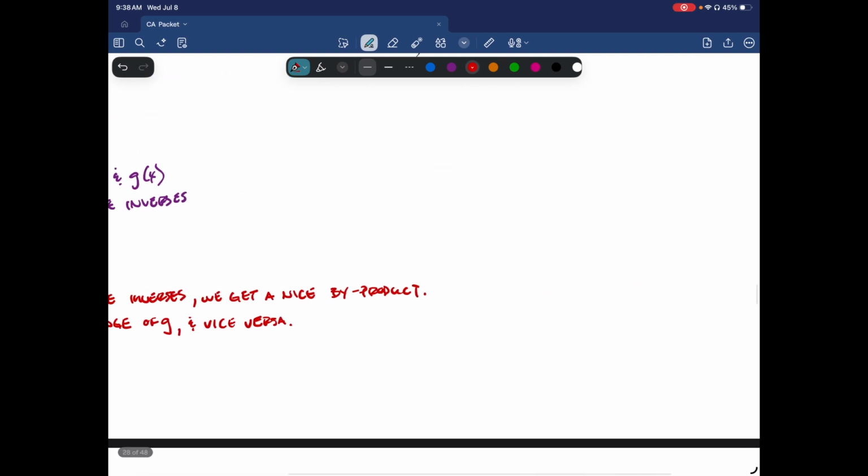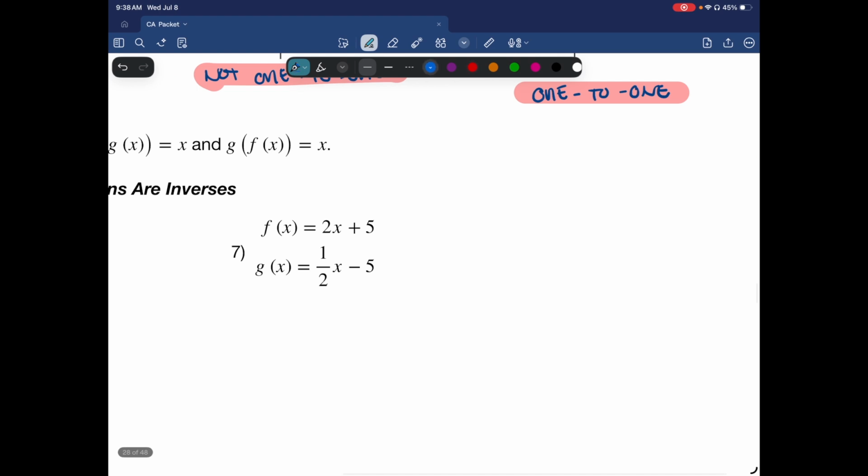Let's take a look at number 7. I'm going to try f of g of x. That's going to give me 2 times (1/2 x minus 5) plus 5. Half of 2 is 1, so I get x minus 10 plus 5. When I do that, I get x minus 5. I can stop here because it's supposed to equal x, not anything else. This is x minus 5, not x.